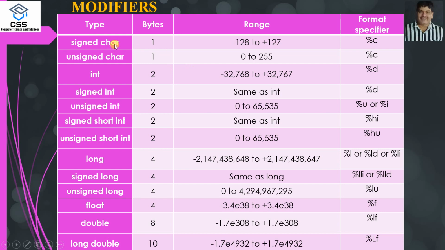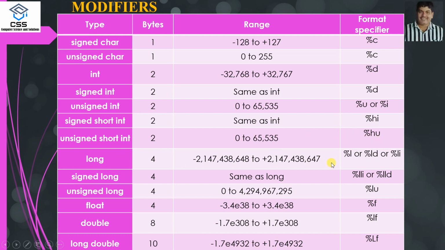For signed character, the format string is percent %c. For unsigned character, the format string is also %c. For integer, the format string is %d. For signed integer, the format string is %d. For unsigned integer, the format string is %u or %i. For short integer, %hi. For unsigned short integer, %hu.